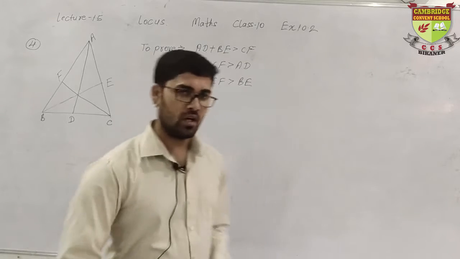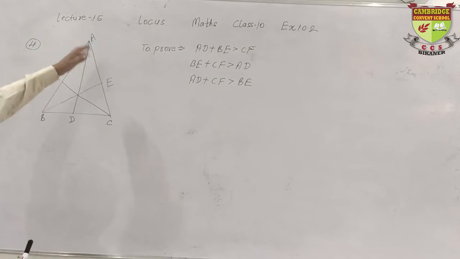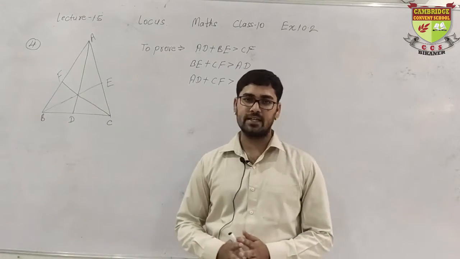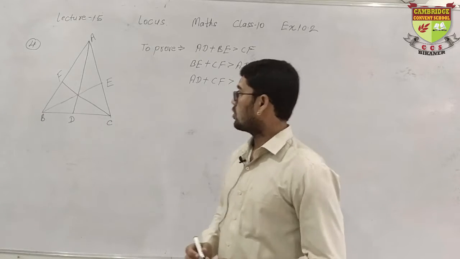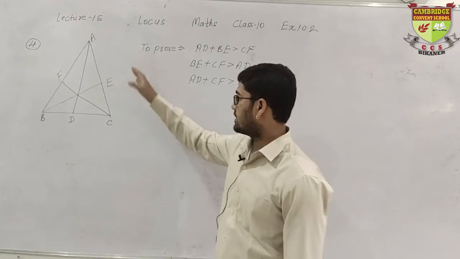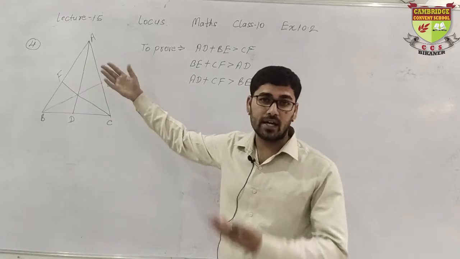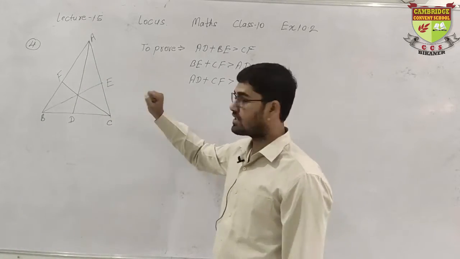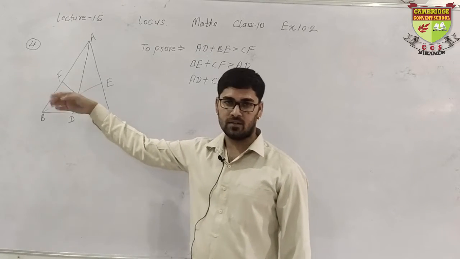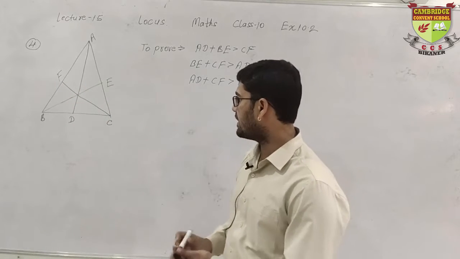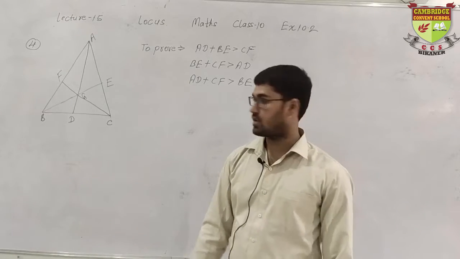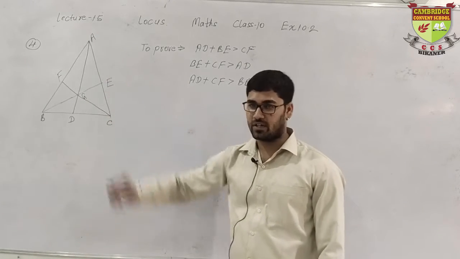Today we are going to do our lecture 15, in which we will solve question number 4 of exercise 10.2. So in this question, what does it say? It says that there is a triangle ABC as I have drawn here, and there are three medians AD, BE and CF. All these medians intersect at a common point G. I have mentioned it here.